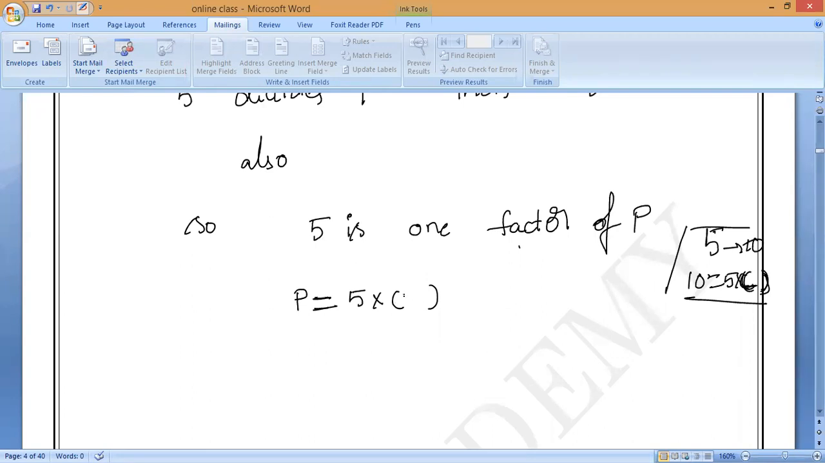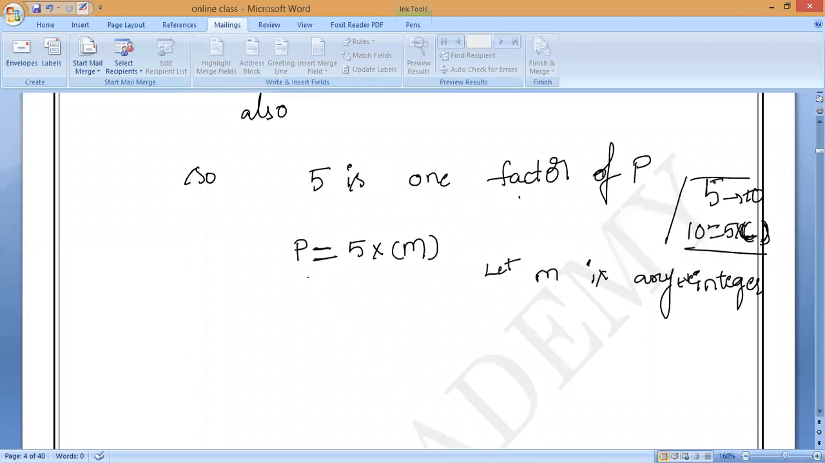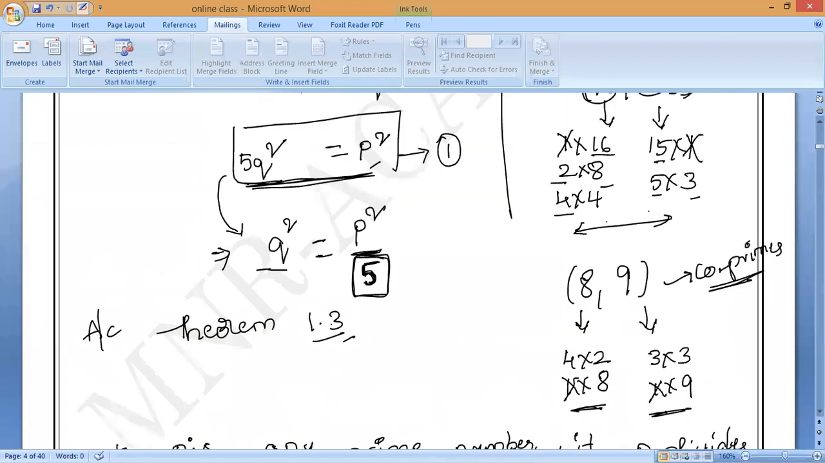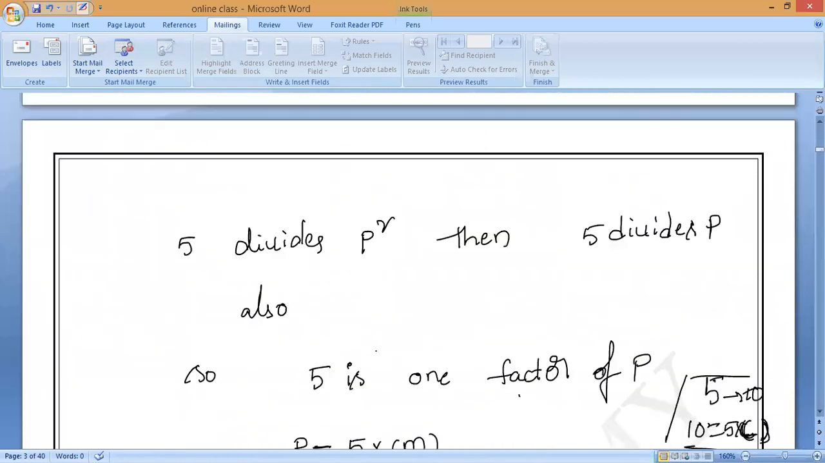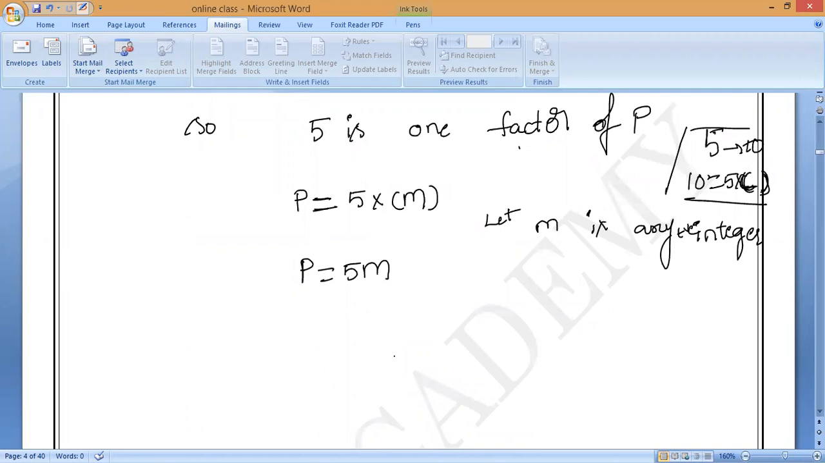So let that number be M. Here M is any positive integer. Do you understand this one? So P equal to 5M. But our equation is in the form of squares, correct? See this equation, P square equal to 5Q square, Q square equal to P square by 5. So squaring on both sides. Very good. Any doubt, ask me.